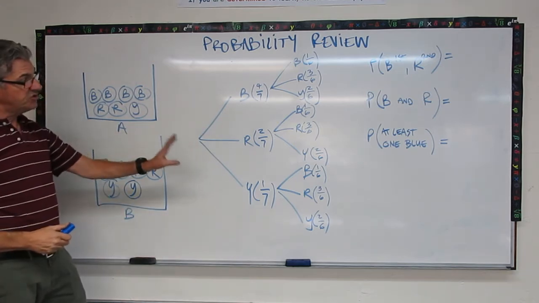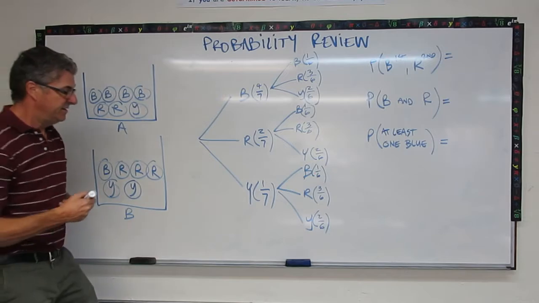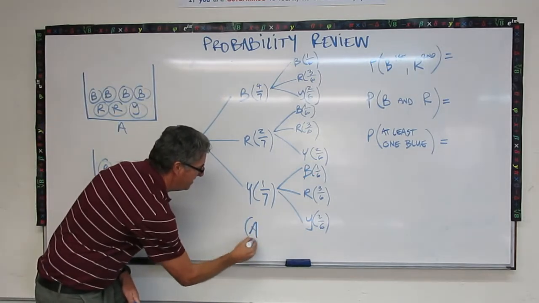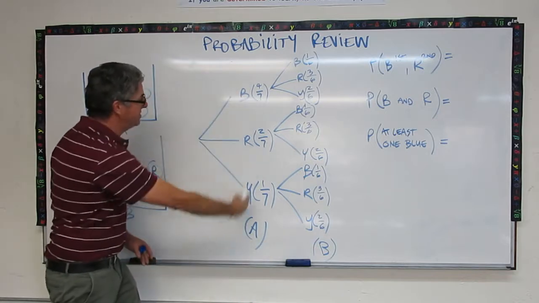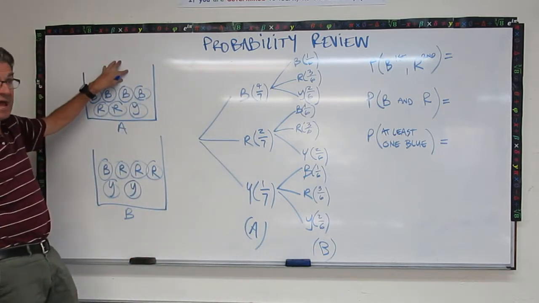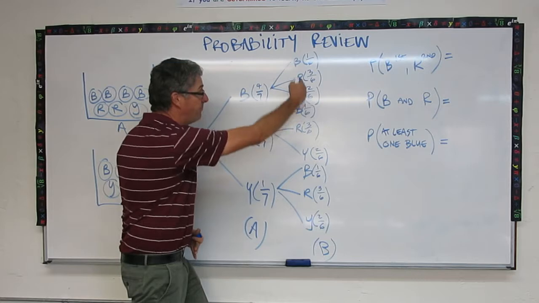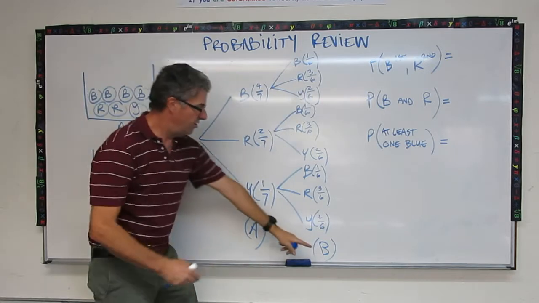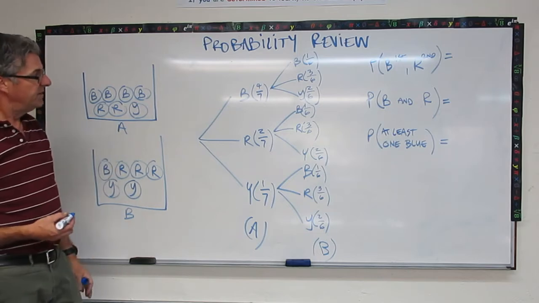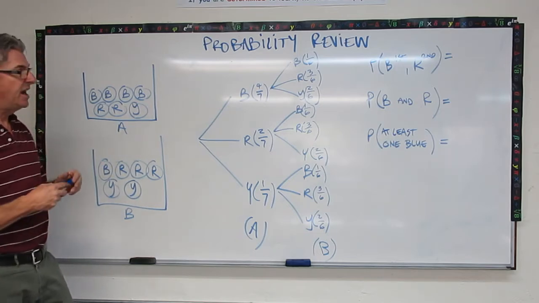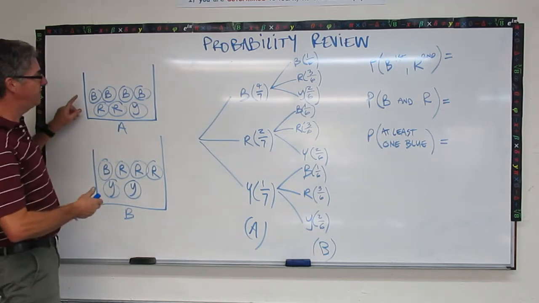So I've drawn my tree to reflect that. This is bag A, and this is bag B. All of these branches here deal with that first draw coming out of bag A, and then all the sub-branches that come off the first relate to drawing a marble out of bag B. Okay? So, let's take a look at the probabilities. I just put them on the tree itself.